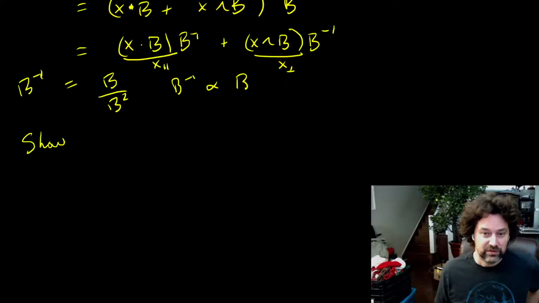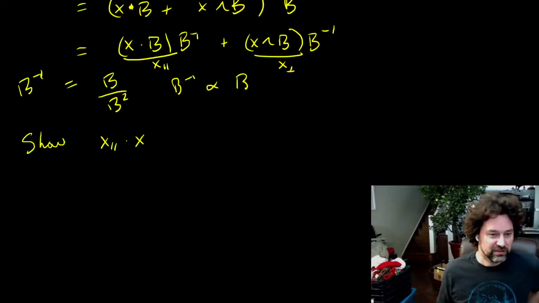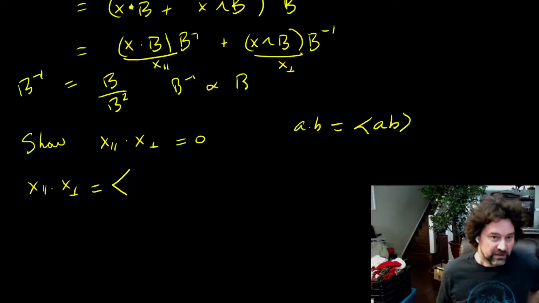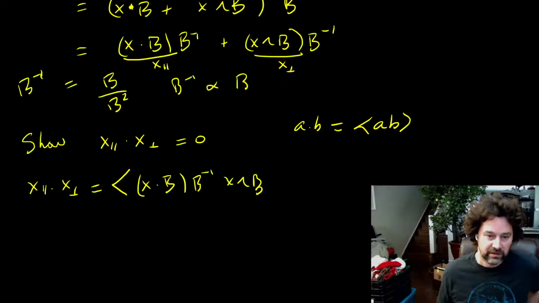What we wanted to show is that this is the perpendicular component, we want to show that the dot product of the two is 0. So that would justify that labeling. So I'm going to show that x parallel dotted with x perpendicular equals 0. And let's do that. So x parallel dotted with x perpendicular is, we write the dot product. So we write a dot b again as the scalar part of ab. And here we have x dot b inverse times x wedge b inverse. And take the scalar part of this entire messy expression.